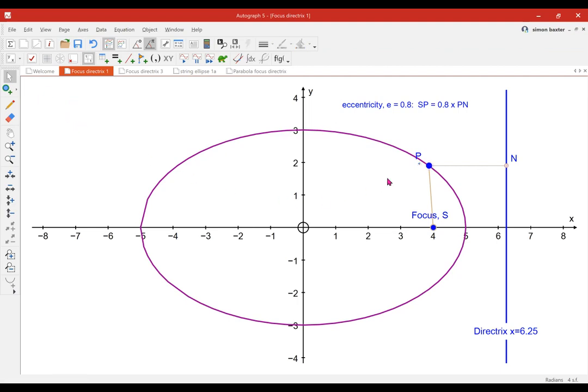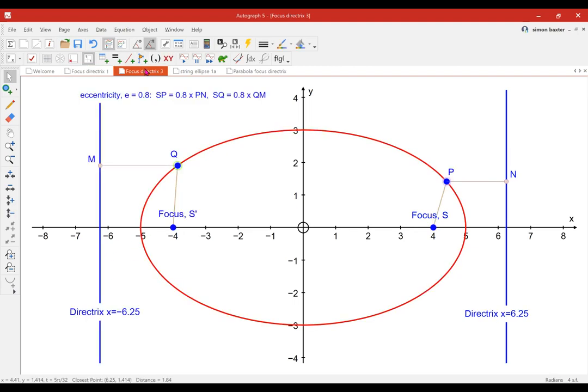Well, there's a lot of symmetry in an ellipse. This ellipse we've drawn by thinking of the distance of P from (4, 0) as e, which is 0.8, times the distance from the directrix. Well, with all this symmetry around, we should have an equivalent point over here at minus 4 and an equivalent line at minus 6.25. And an ellipse actually has 2 foci and 2 directrices. Let's have a look at that.